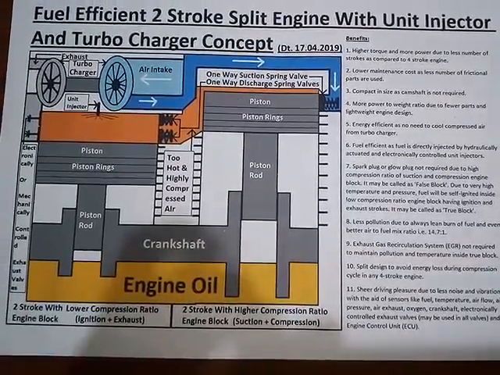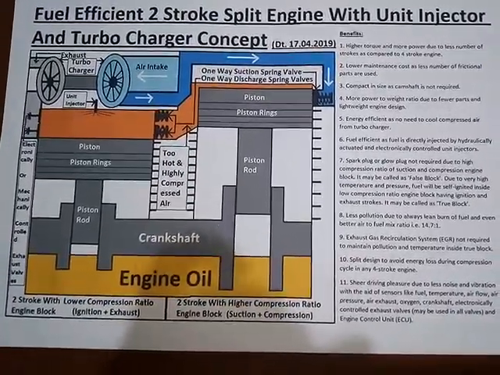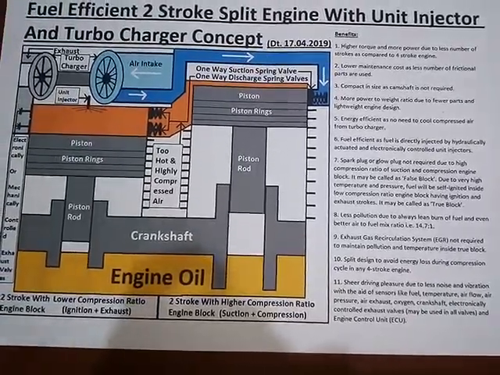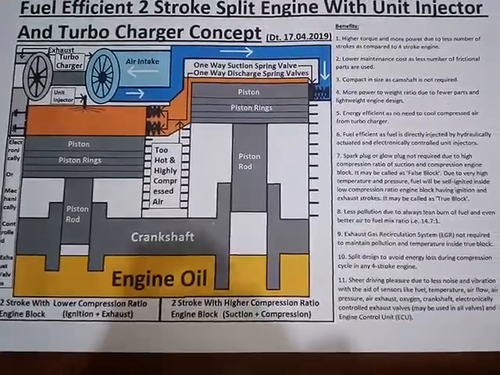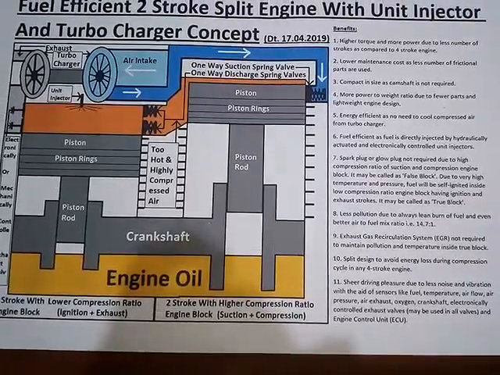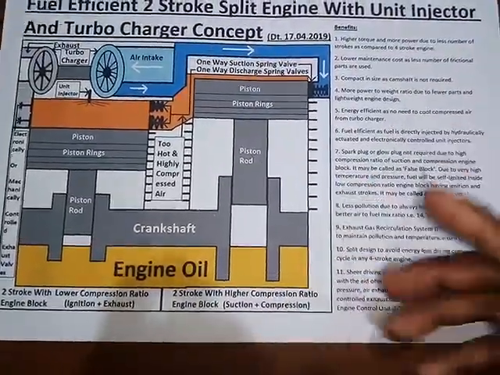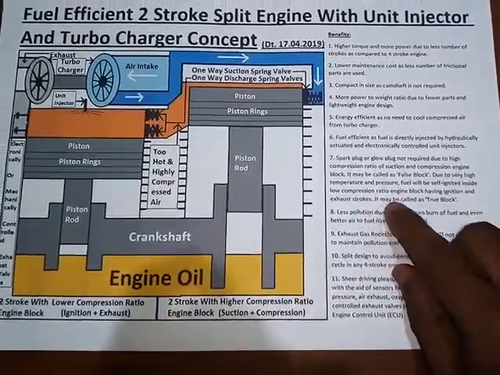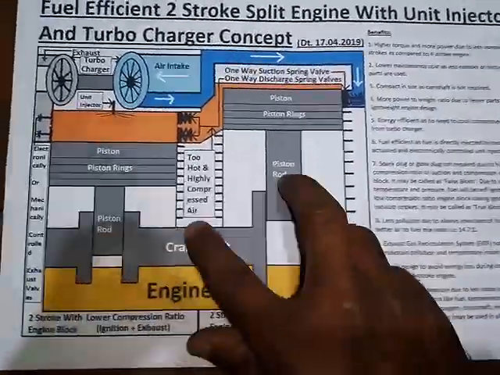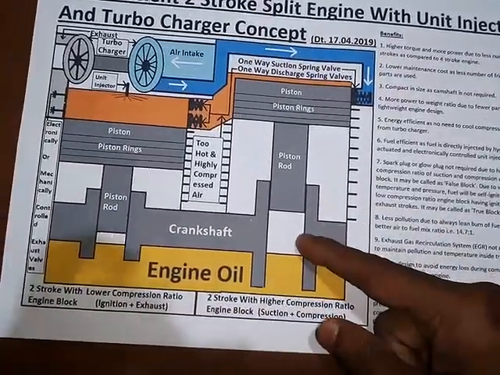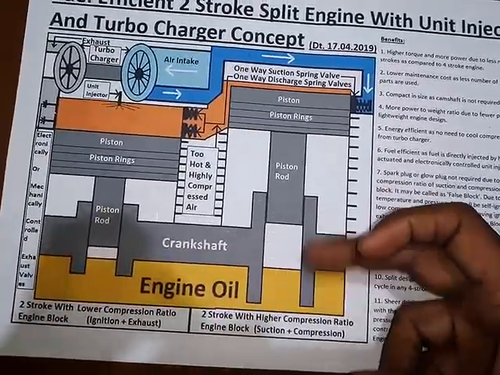Then the seventh one is that a spark plug or glow plug is not required, due to the high compression ratio of the suction and compression engine block. A spark plug or glow plug is not required because the fuel is auto ignited or self detonated. So it may be called the false block, because here there is no ignition. And due to very high temperature and pressure, fuel will self ignite in the low compression ratio block. So why did I divide this into two? Here there is a higher compression ratio because we are compressing more air, and that is why we require a higher compression ratio engine.